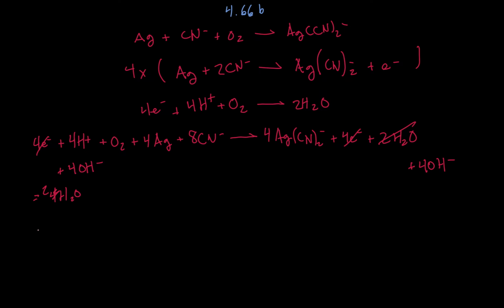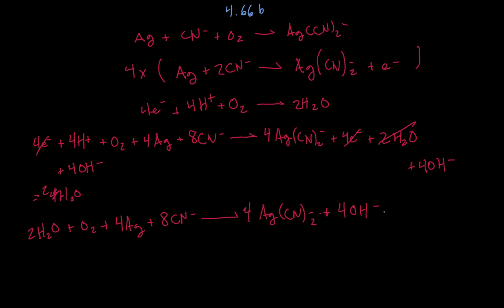Let's rewrite this thing with what we got now. So we have 2 H2O plus O2 plus 4 silver and 8 cyanide gives 4 dicyanosilver, and 4 hydroxide ions over here.